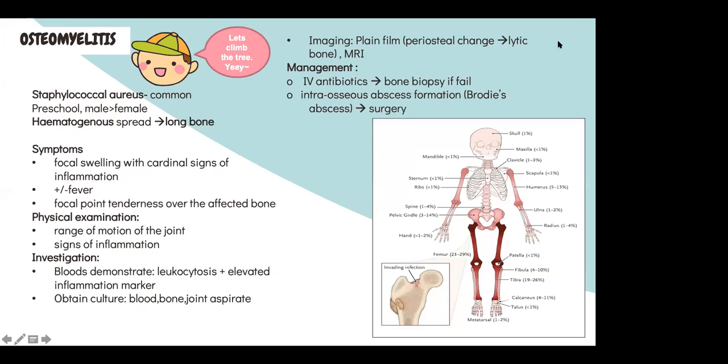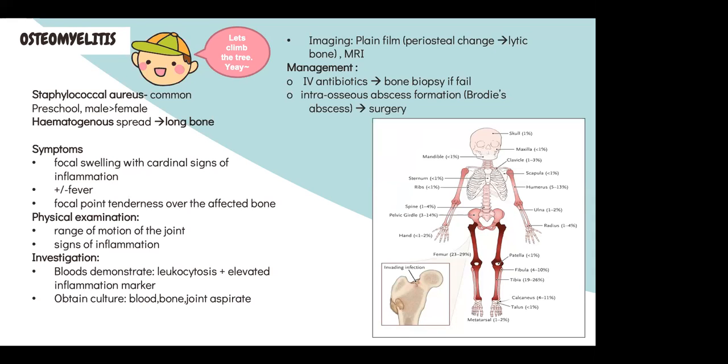So osteomyelitis can also mimic septic arthritis. Staphylococcus aureus is the common causal organism, and the common presentation is in preschool age. Males are affected more than females, because males tend to do extreme activities. That's why they are prone to injuries and exposed to osteomyelitis.